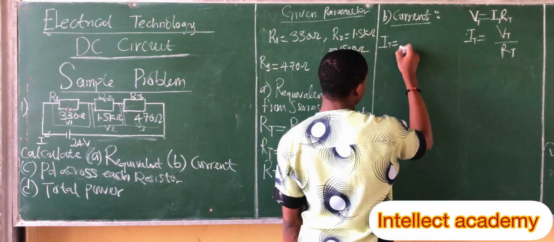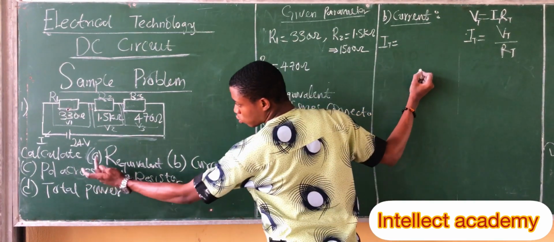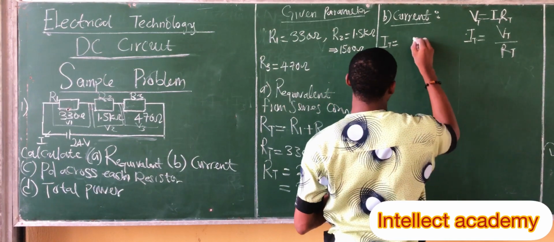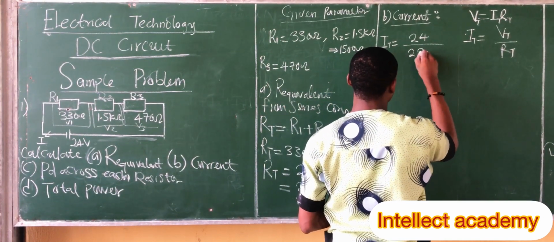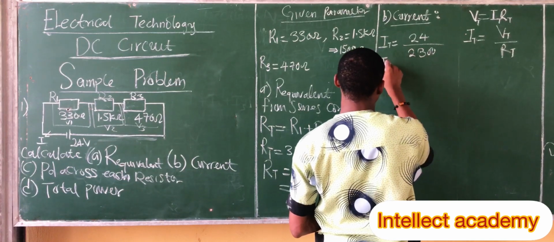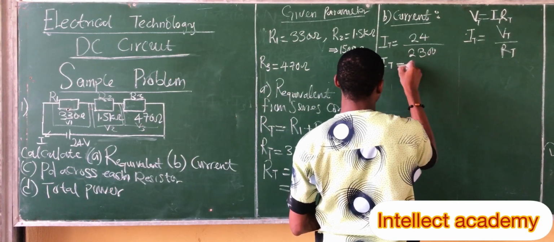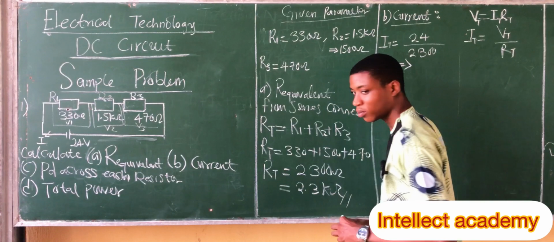So we are having the current, I_T, is equal to the total voltage, which is 24. So we're having 24 over 2300. So please, what's the answer? Please point it out and give me the answer.